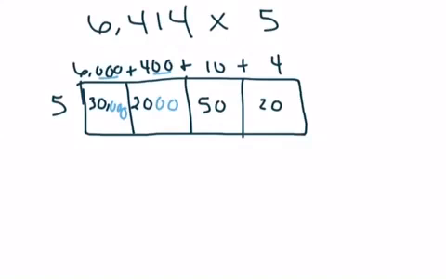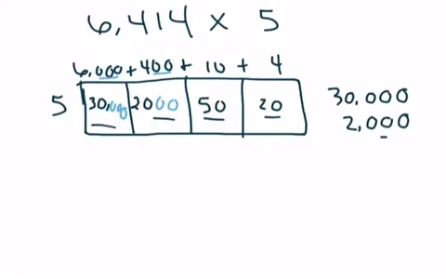So once you get all your partial products, that's what each one of these boxes are, is a partial product. You want to add them up. So I get 30,000, 2,000, 50, and 20. Add them all up.